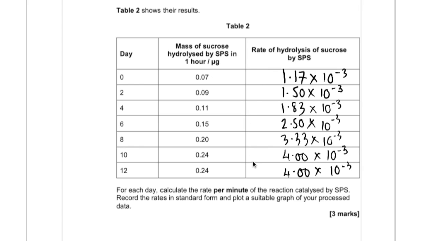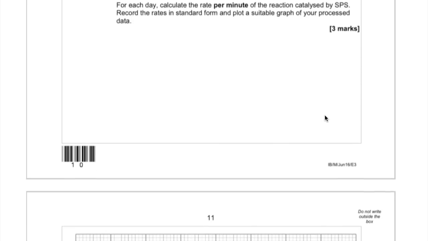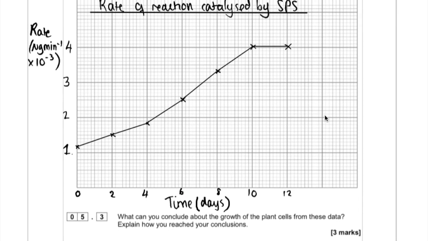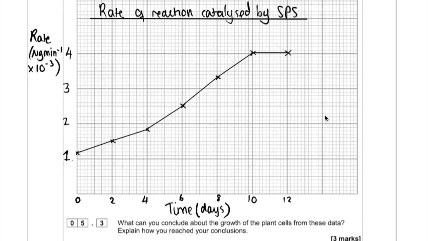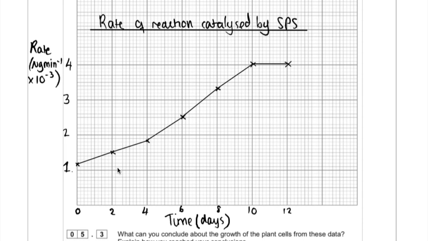So I've already gone through and calculated the rate. All you had to do is divide these numbers by 60 minutes. And on your calculator, it should already do it in standard form for you. And then again, I've also done this bit because it took a little while to do, but I've plotted it on a graph here. Now, what's really important is that you get the axes the right way round. So it's time on the x-axis, and then we're measuring rate, which will be on the y-axis.